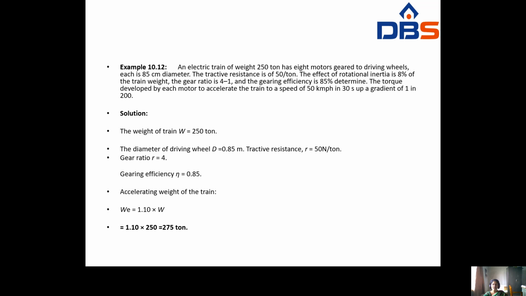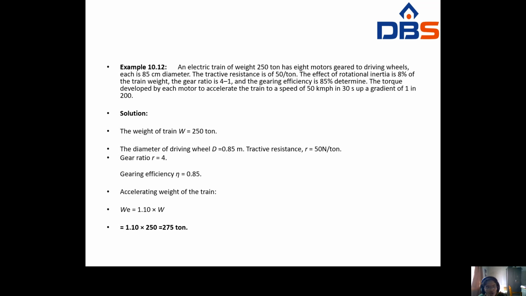The effect of rotational inertia is 8% of the train weight. The gear ratio is 4:1, and the gearing efficiency is 85%. Determine the torque developed by each motor to accelerate the train to a speed of 50 km per hour in 30 seconds up a gradient of 1 in 200.